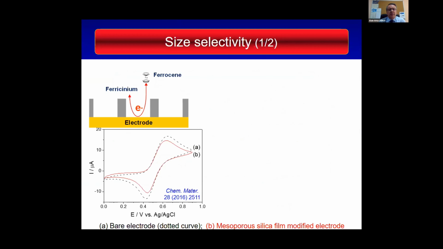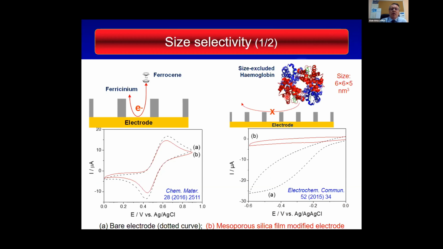The first feature of this film is the size selectivity. If you use a small redox probe like ferrocene, it is likely to diffuse through the film to reach the electrode surface, and you observe in the cyclic voltammogram a nice response due to the fast diffusion of this probe. But now if you use a bigger probe, such as hemoglobin, whose size is about 5 or 6 nanometers, it is no longer able to reach the electrode surface, and we do not observe any response. So this is a real molecular sieve film.